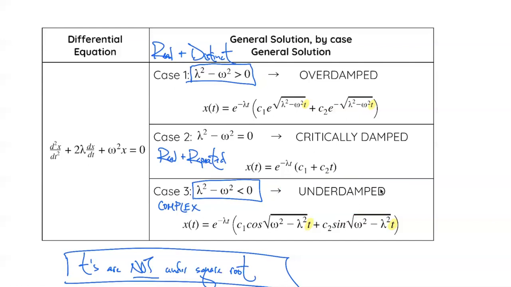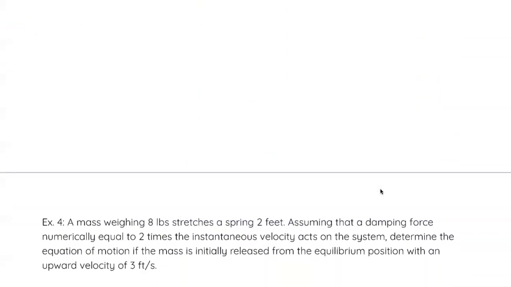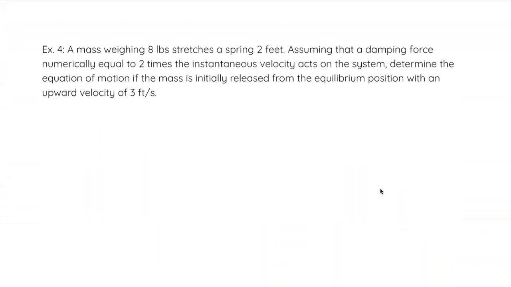And so keep those visuals in mind as we take a look at this example. A mass weighing 8 pounds stretches the spring 2 feet, assuming that a damping force numerically equal to 2 times the instantaneous velocity acts on the system. Determine the equation of motion. So we're looking for that x of t at the end, if the mass is initially released from the equilibrium position with an upward velocity of 3 feet per second.